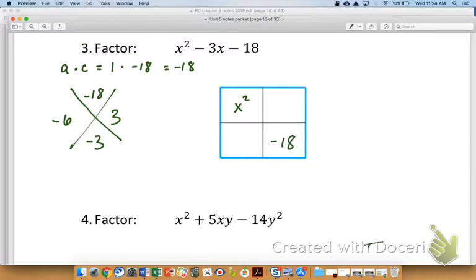What should I put in the other two boxes? 3 and negative 6. Close. 3x and negative 6x. There we go. And the order doesn't matter. If you flip the negative 6x and the 3x, you'll get the right answer regardless. Okay, what is the GCF along the purple? 3. It's 3. That's right.